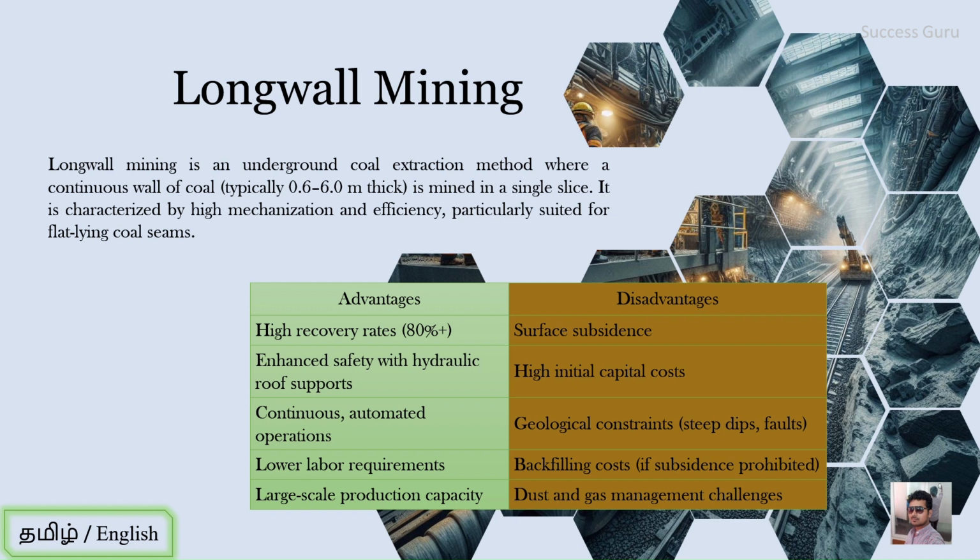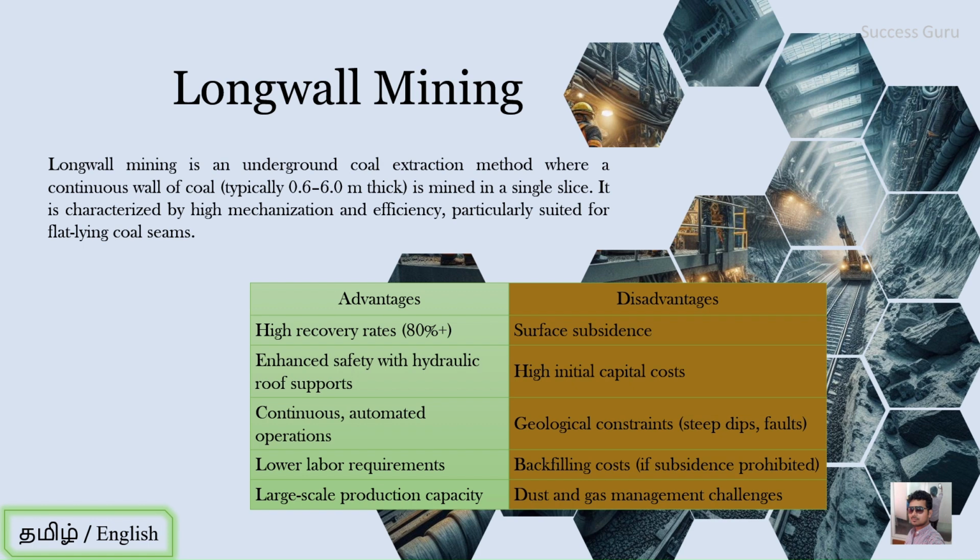Then we have high initial capital cost. As we are using so many machines, we have to invest a lot during the initial stage of the mining. But when the mine has started, you can maintain the cost economy by a high production rate. But it is actually a high initial capital cost. The third point is that it has geological constraints. If you have a steeply dipping rock type, we cannot go for this sort of longwall mining. And if there are structures like faults and folds, the structure may not be continuous, right? So we have a geological constraint in this method.